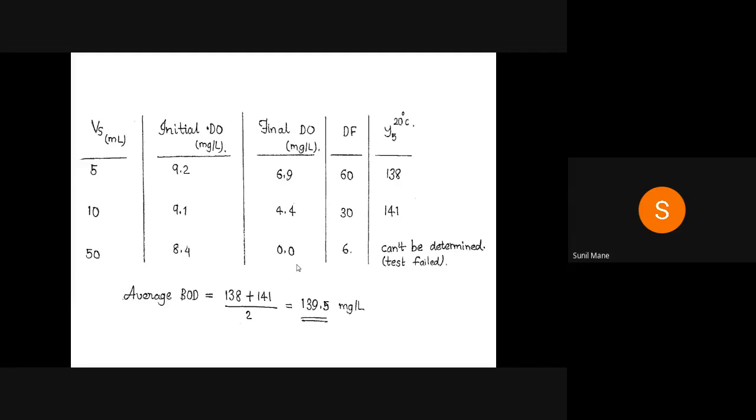Here you can see, in general, the average biochemical oxygen demand of that particular seepage would be about 139, 140 milligram per liter, right? So that means whatever the wastewater is there, if you are disposing 1 liter of that wastewater, it is going to consume about 140 milligram of dissolved oxygen.